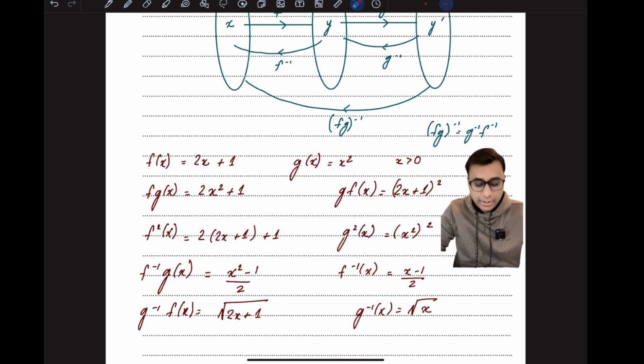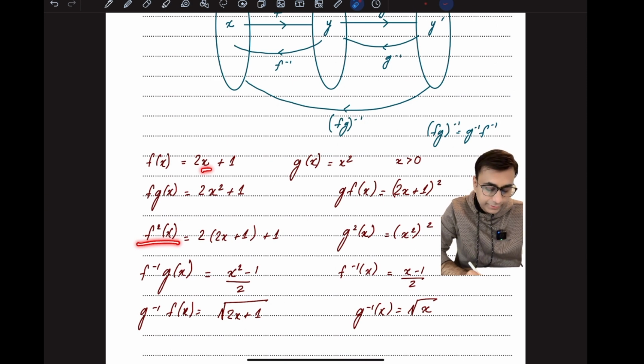Similarly, if you want to find out gf(x), that means in the function g, in place of x, you will replace the function f. So in function g, if you replace the function f, you will get yourself gf(x). And there are more examples as well. You could be asked to find out f square. That means you have to put function f back into itself.